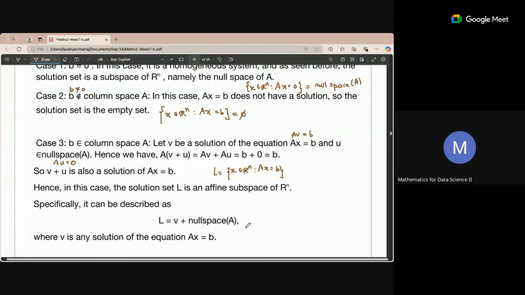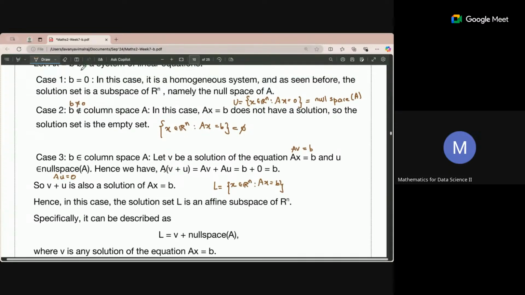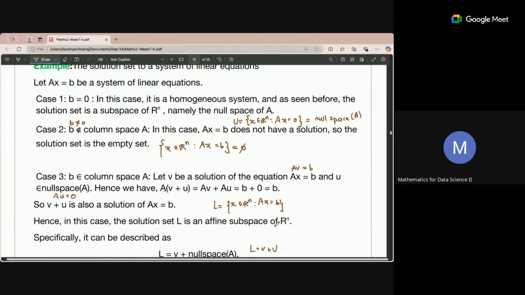So is this example clear? Yes. So here, this is your U actually. In case 1, you are just getting U. In case 2, it is an empty set. In case 3, you have L equal to V plus U form. Fine. So this is an important example of an affine space.